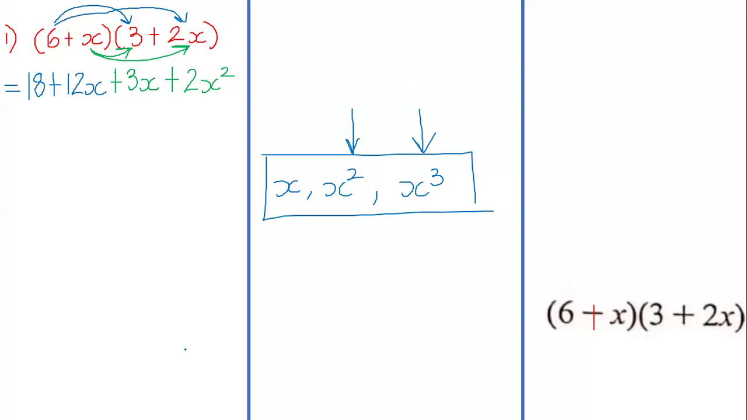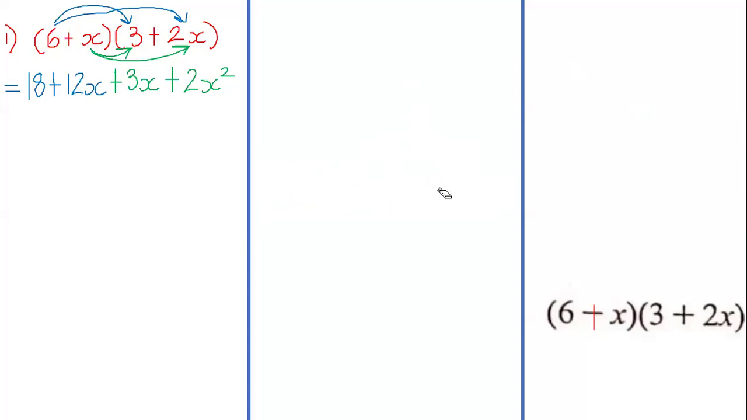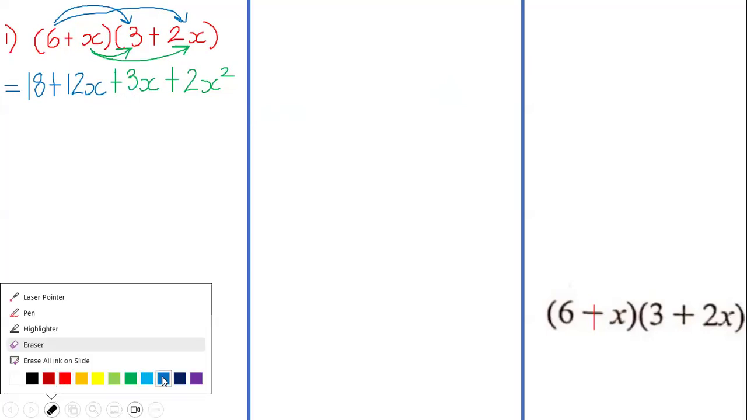But I could simplify something though. What could I simplify? I could simplify 12x and 3x. Why can I simplify 12x and 3x and not x squared? Because they're like terms. Both of them don't have a power of 2, so both of them are to the power of 1. So we could actually simplify that. We could actually add them.